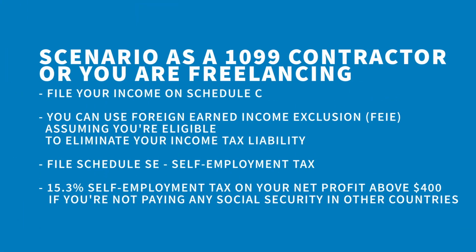We'll get there. So if you're a 1099 contractor from the US, or if you're freelancing for non-US companies, you're a freelancer, you're a sole proprietor, regardless if it's US or foreign self-employment income, you're going to file this income on Schedule C. You can still use the foreign earned income exclusion as I had described, assuming you're eligible, to eliminate your income tax liability. But guess what? There's self-employment tax, there's social security tax. So if you are self-employed, you have to also file Schedule SE, which is self-employment tax.